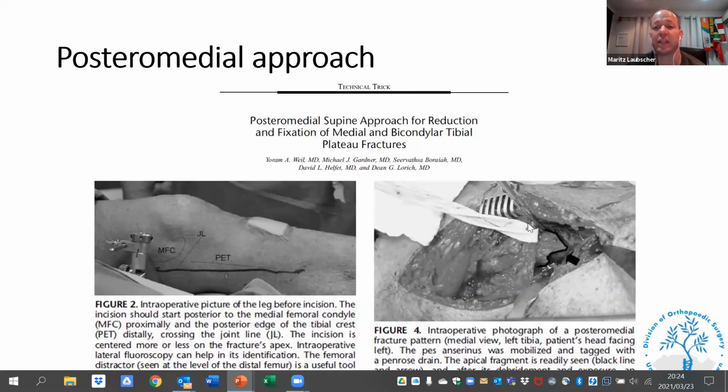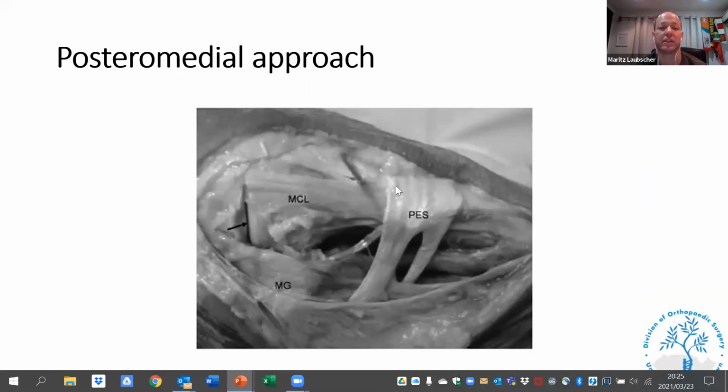You can see here that you identify your pes, both the superior and the inferior border. The apex of the posterior medial fragment is always right underneath the pes. So this approach was originally described by taking the pes down. It's not necessary to take the pes down. It's important for knee function to have your hamstrings intact, and it's also nice for soft tissue cover over the plate. So you can mobilize the pes by developing this interval, both superior and inferior to your pes, and sliding your plate underneath. And there you can see the pes dissected free.